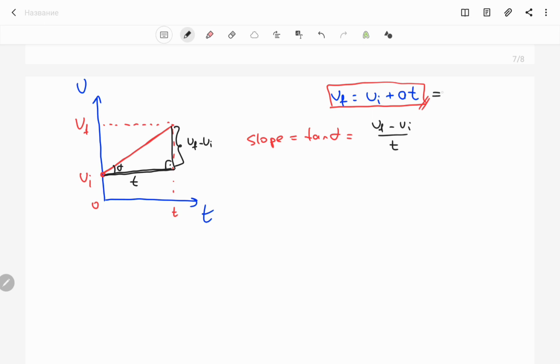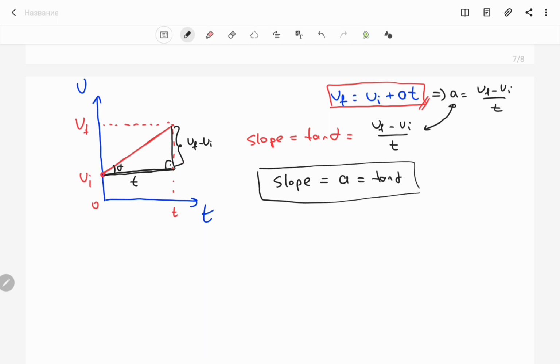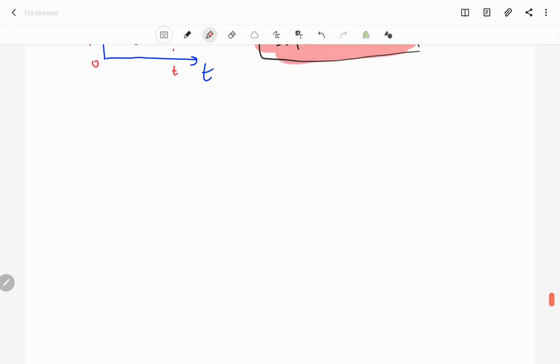Now let's come to this equation. What is acceleration? V final minus v initial divided by time. As you see, we have exactly the same equation. So for a velocity time graph, slope equals acceleration, or let's say tangent alpha. Only for a velocity time graph, slope will be equal to acceleration. So this is something that you need to know. So for a velocity time graph, slope will give you acceleration.